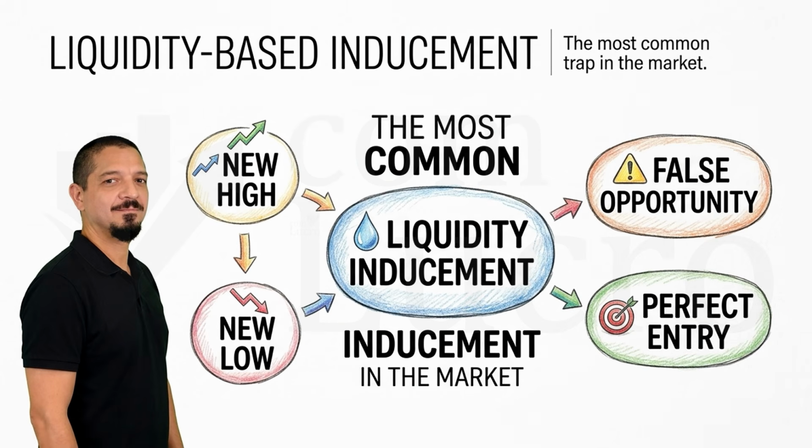Now let's move on to the second type of inducement. Liquidity-based inducement is by far the most common form of inducement you will encounter in the market. It occurs when price deliberately creates a new high, a new low, or even a small order block or breaker that appears exceptionally clean, with the sole purpose of attracting traders into the wrong position, collecting liquidity, and then delivering the real move. And this process takes place every day across all markets and all time frames.